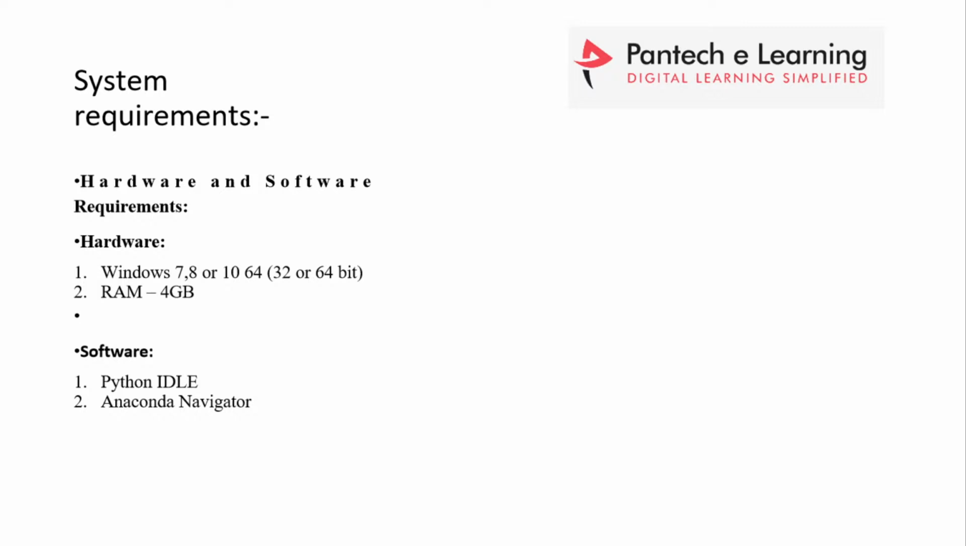Next is system requirements. We are going to have hardware and software requirements. Hardware: operating system Windows 7, 8, or 10, 32-bit or 64-bit, and RAM should be 4 GB. Coming to the software requirements, we are going to implement our project in Anaconda Navigator software, in the Jupyter Notebook editor window, in the Python language. Fine.